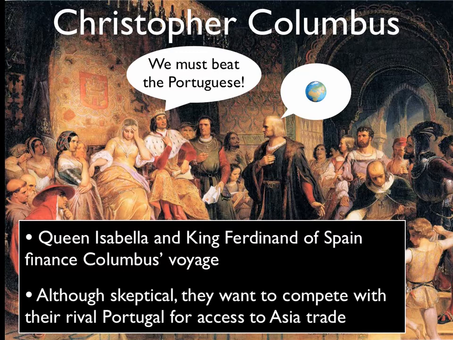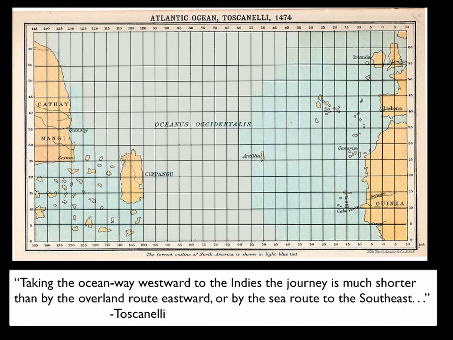Now, I don't want to leave you with the impression that Columbus was the only person who believed you could reach Asia by sailing west from Europe. Columbus corresponded with an Italian geographer named Toscanelli, who told Columbus that by taking the ocean route westward to the Indies, the journey is much shorter than by the overland route eastward or by the sea route to the southeast. On board Columbus's ship was a chart similar to this one made by Toscanelli. You can see on the chart China and Japan incorrectly located just west of Europe across the Atlantic Ocean.